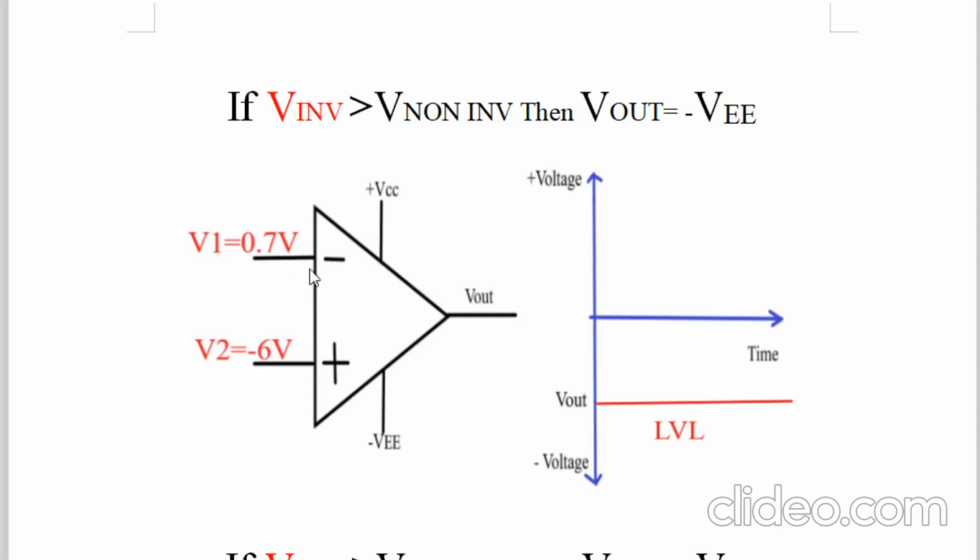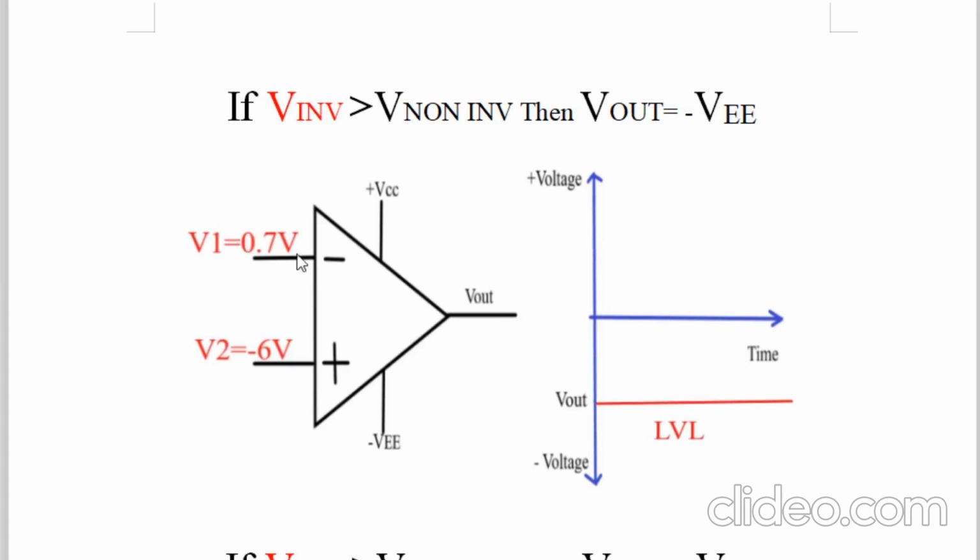So what is a comparator? The basics of the op-amp, operational amplifier, is a triangle symbol having an inverting pin marked by the minus sign, and a non-inverting pin marked by the plus sign. Dual power supply, plus VCC and minus VEE, is applied to this op-amp, and there is an output. So whenever V inverting, the voltage at the inverting pin, is greater than the voltage at the non-inverting pin, then the output of the op-amp remains at minus VEE. See, here this output is LVL, below the x-axis.